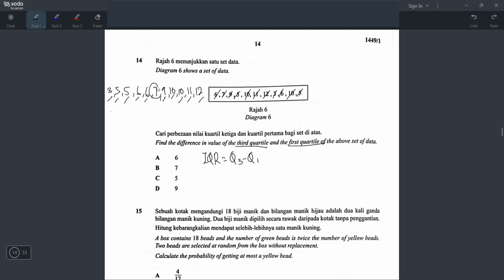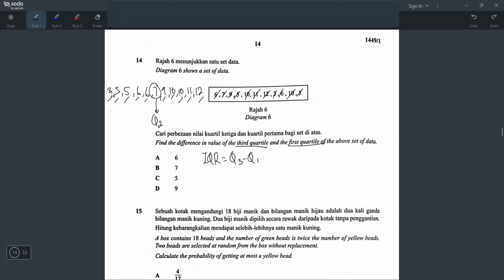So you can see the middle number is 7. So 7 is the Q2, or median. Okay, median is Q2. After you get the Q2, now you can find your Q1 and Q3. What will be Q1? Q1 will be the first half's middle. Q3 will be the second half's middle.